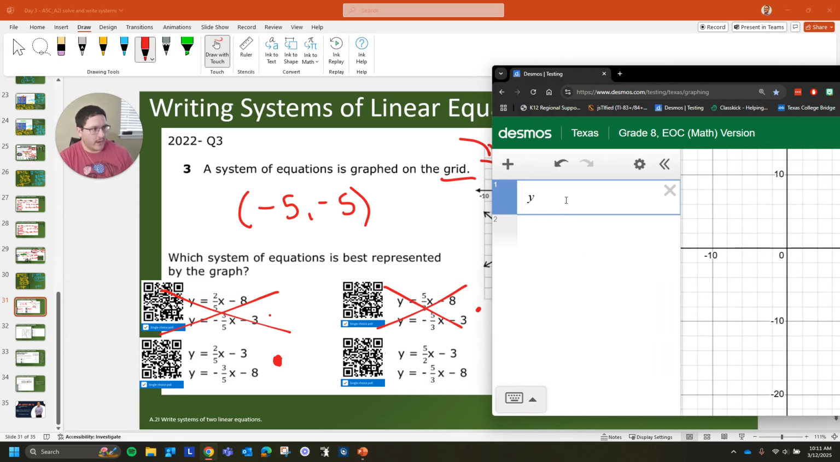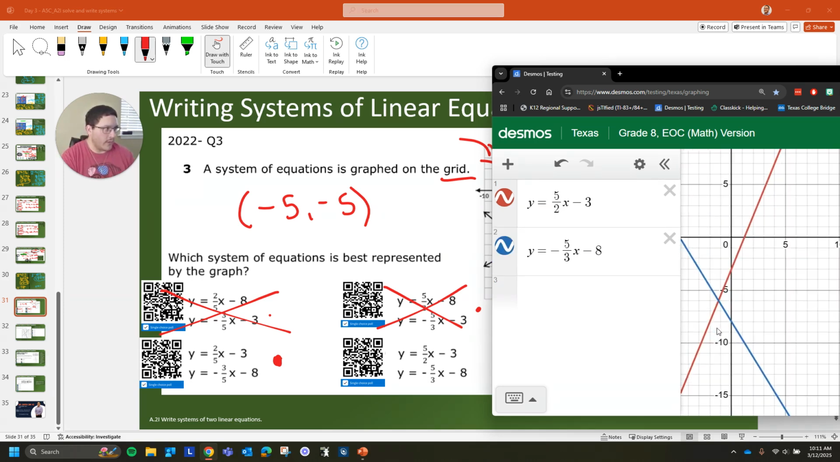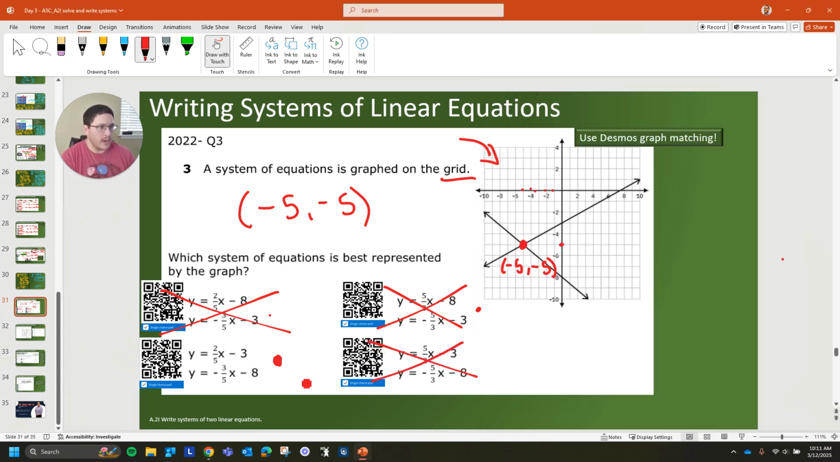So now for this last one right over here, we're going to type in y equals 5 divided by 2x minus 3, and y equals -5 divided by 3x minus 8. Okay, so it's in the bottom left quadrant, but let's check to make sure the solution is what it should be, and it's not. It's -1.2, comma, -6. So the only one that makes sense is this bottom left set of equations.